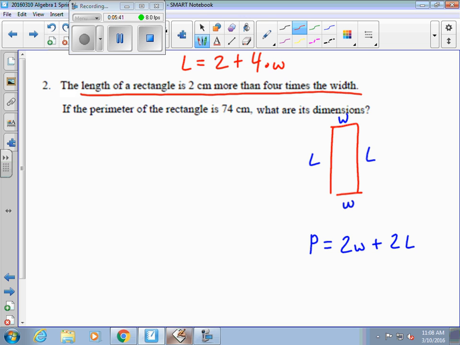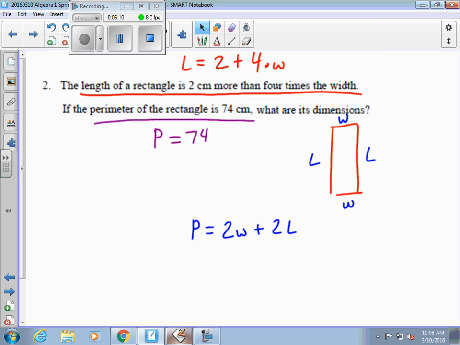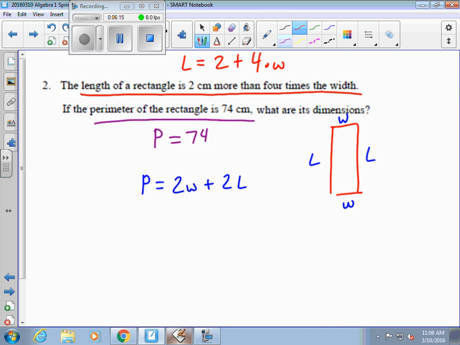The second part says the perimeter is 74. P is 74. Remember, anytime you see that word "is," mathematically that means equals. So we have 3 equations. I got one in red, one in purple, one in blue up here right now. We can find out everything we know mathematically based on the 3 equations we've written. This is the equation we're going to use: P equals 2w plus 2l. In place of what we know, we're going to plug it in.